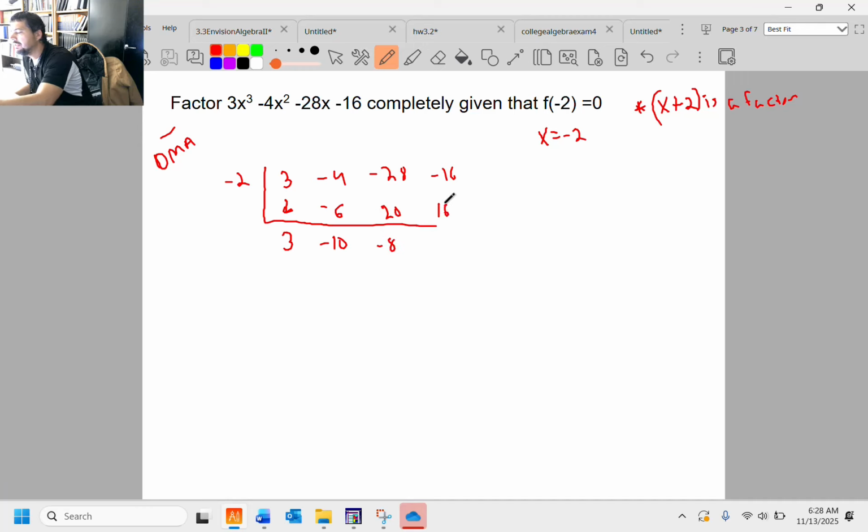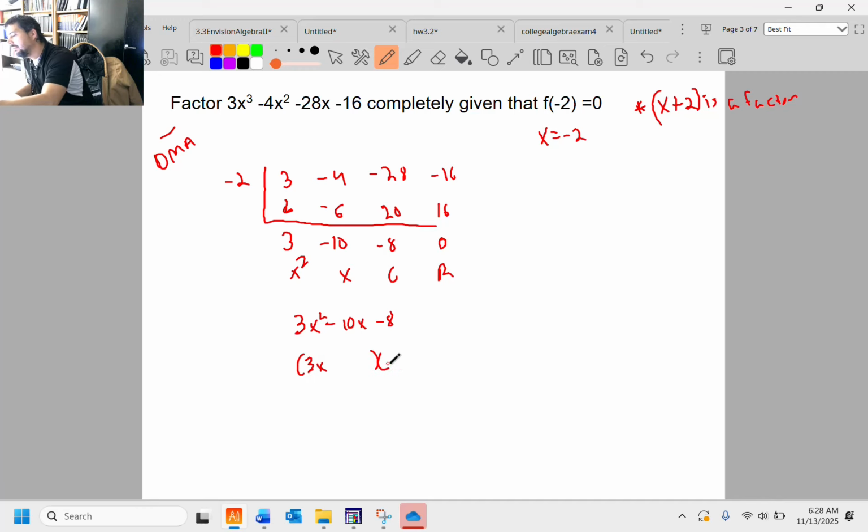2 times 8 is 16. Negative times negative is positive, and so forth. And there we go. And again, remainder, constant, x squared. That's how it works. 3x squared minus 10x minus 8. Does this thing factor? You betcha.